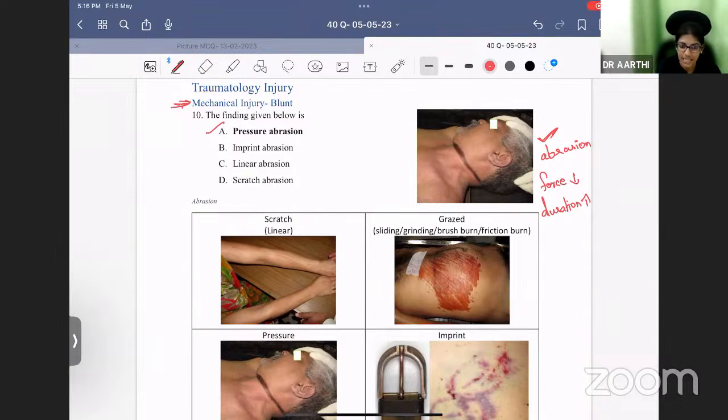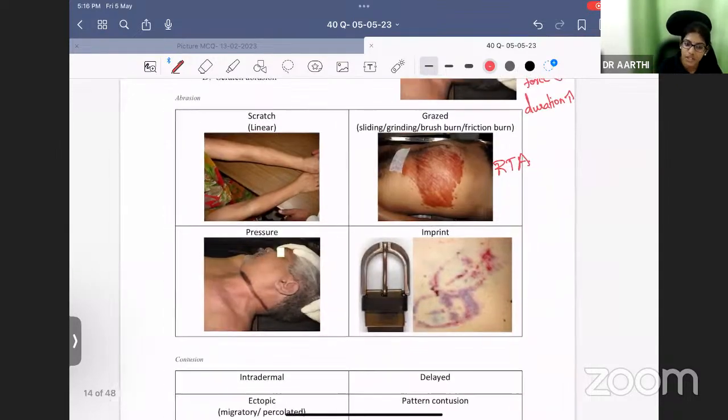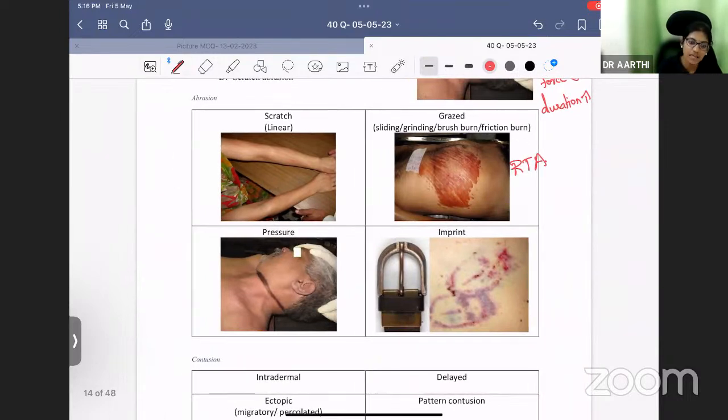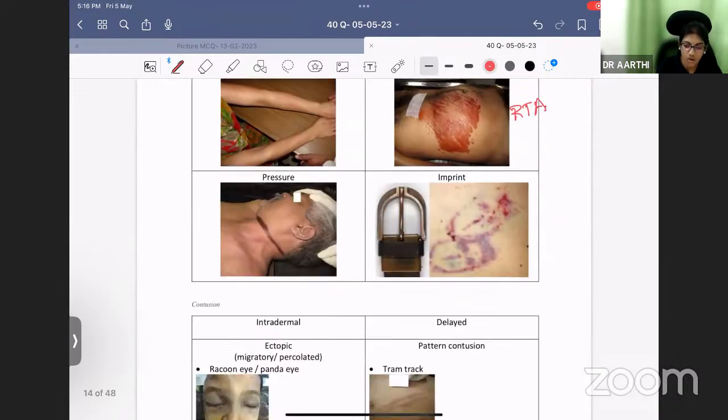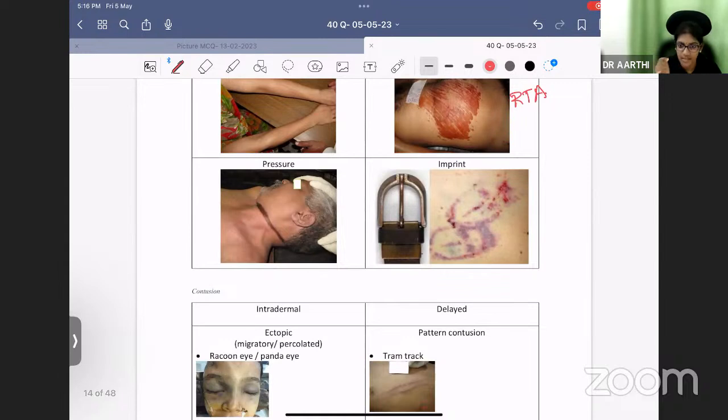Linear abrasion is the scratches. Grazed abrasion is what we see in road traffic accidents, right? Pressure abrasion is the ligature mark, and imprint abrasion is what is produced by a belt, or any other such thing, like a kick mark. That is called the imprint.